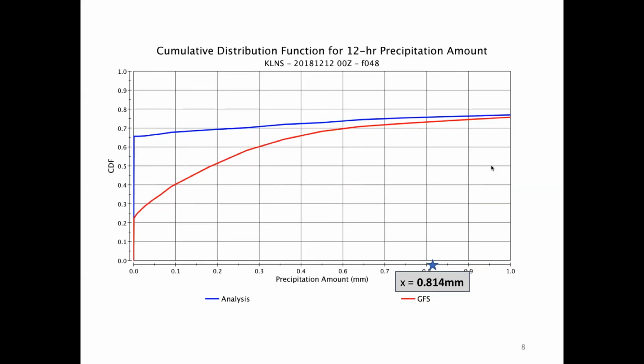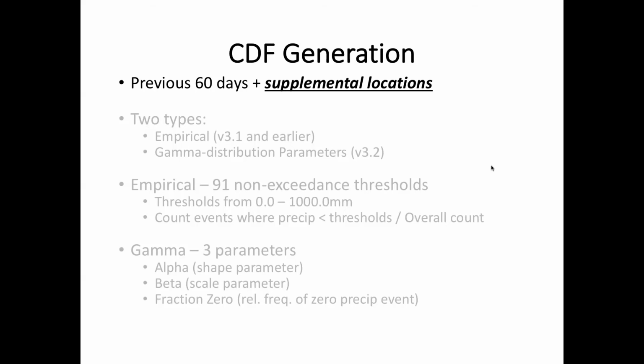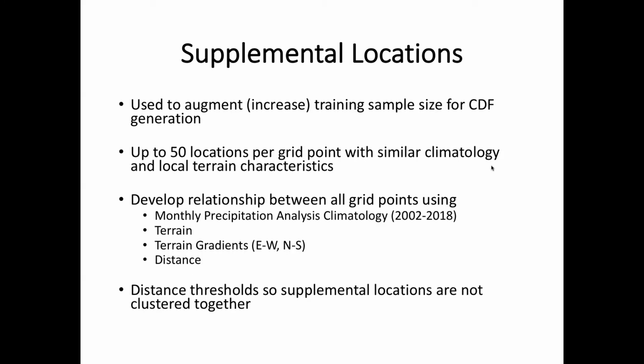And that is the raw model forecast amount in the lower right-hand corner, 0.814 millimeters. So that's the raw GFS 12-hour precipitation amount for a 48-hour lead time. So, the CDF generation: previous 60 days plus supplemental location. We're going to briefly mention the supplemental location process.